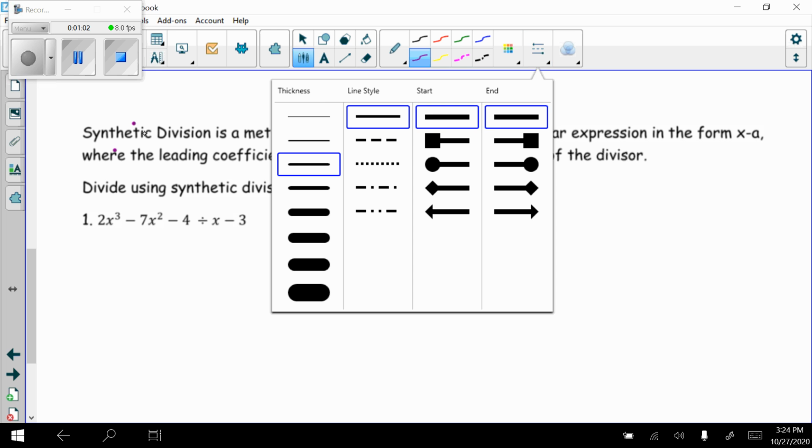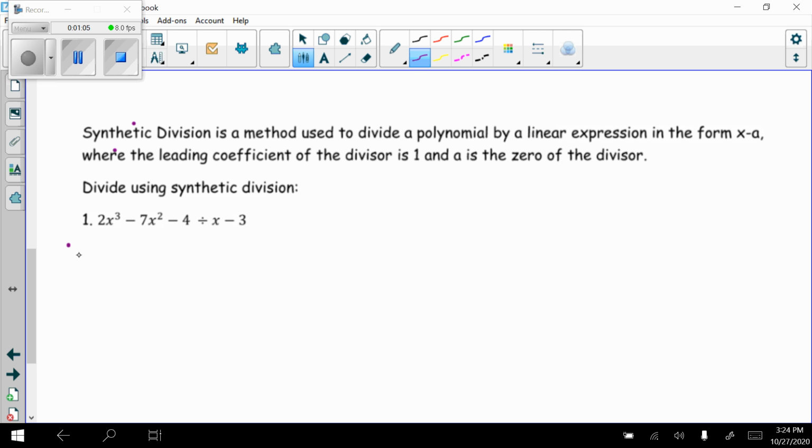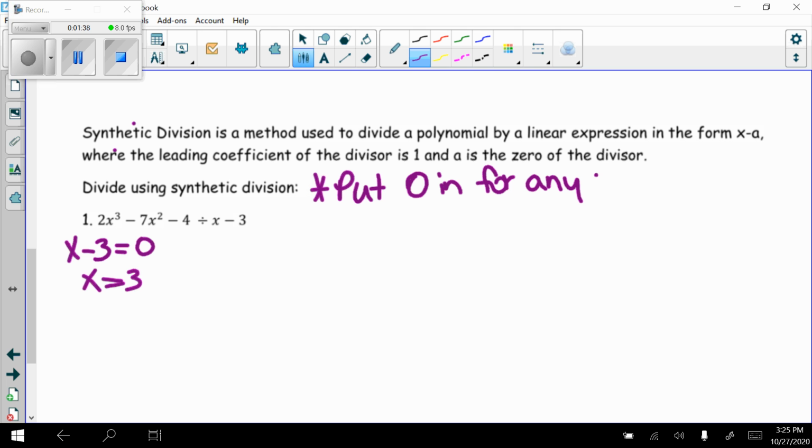Okay? So what that means is I'm dividing by x minus 3. X minus 3 is a 0. So if I set x minus 3 equal to 0 and I solve, I get x equals 3. So that's what I'm going to divide by. It's very important when we do synthetic division that we put a placeholder in for any variables that we're missing. So I see I have 2x cubed minus 7x squared minus 4. I'm missing my x, so you want to put a 0 in for any missing x terms. This is called a placeholder.